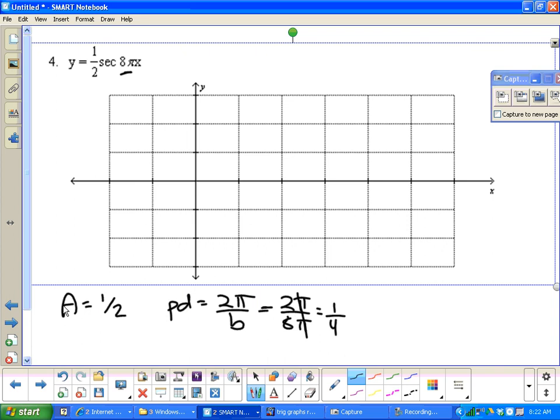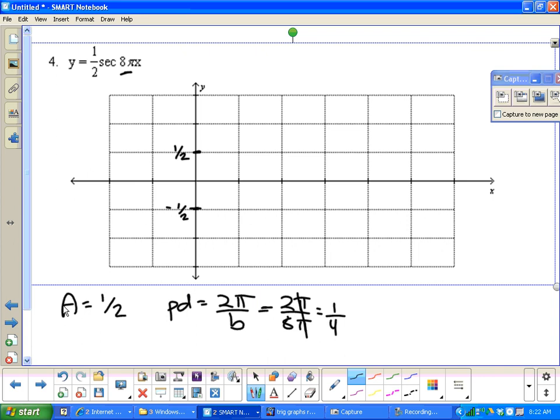Notice I'm not adding or subtracting anything inside or outside parentheses, so there's no vertical shift and no horizontal shift. Now, recall to graph secant, what I'm going to do first is graph the cosine curve. My amplitude is 1/2, so I'm going to count by halves vertically.